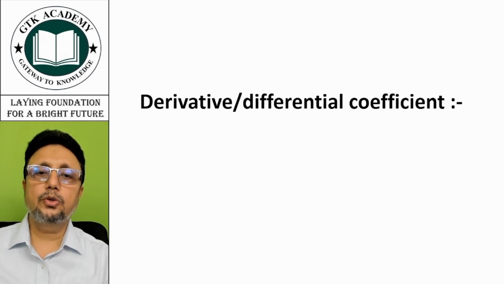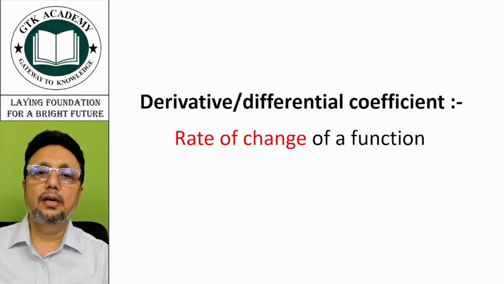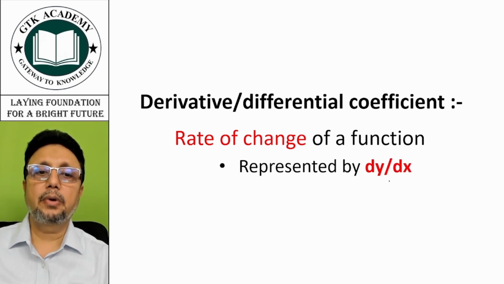Derivative, which is also called differential coefficient, is actually the rate of change of a function. It is represented or denoted by dy by dx. What does it mean? Dy by dx means change in y with respect to change in x. Now let us take some examples.